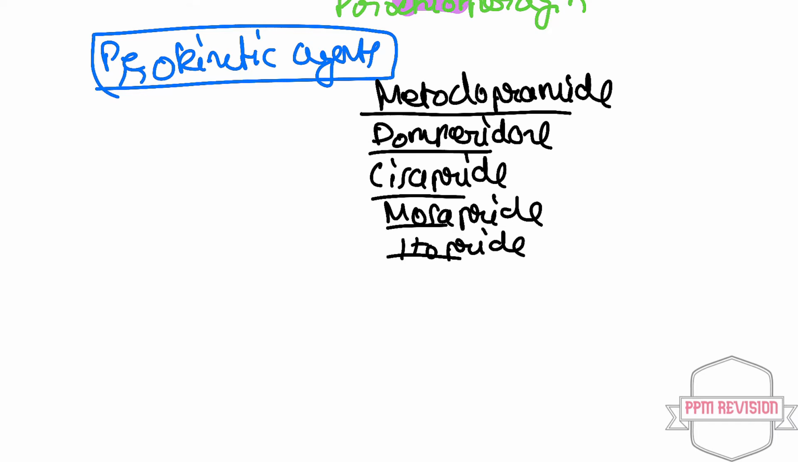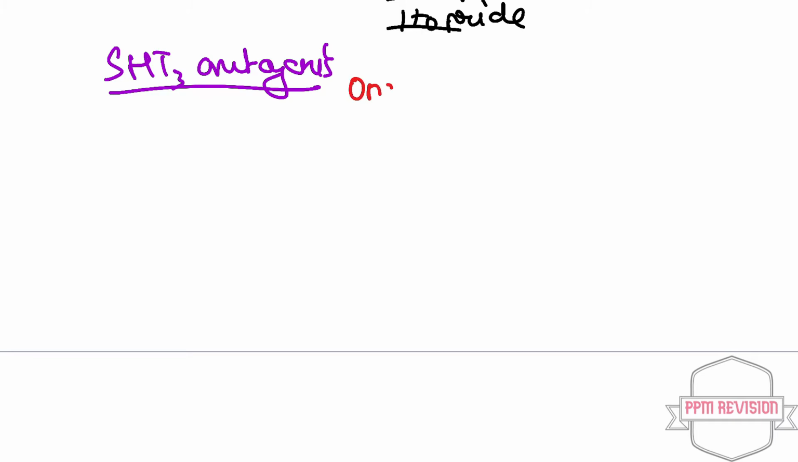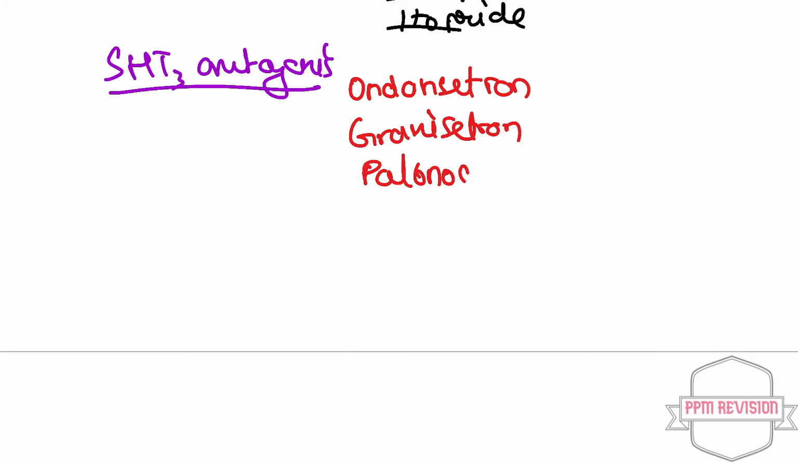Next, we are moving on to the 5-HT3 antagonist. Under this, there is ondansetron, granisetron, palonosetron, as well as ramosetron.